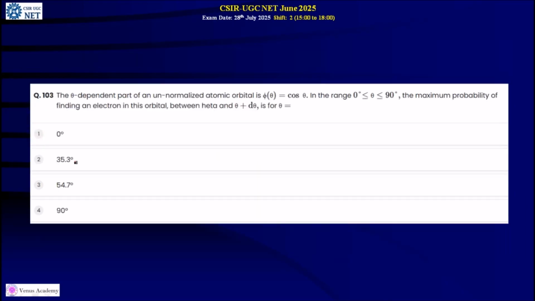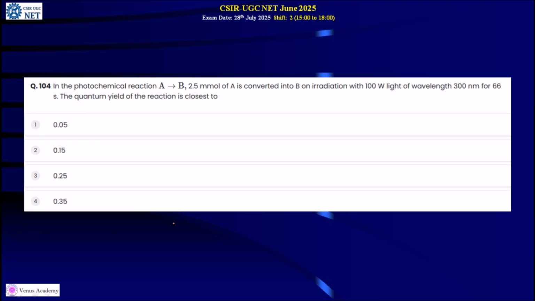Next, question number 103. The theta dependent part of an unnormalized atomic orbital. Question number 103, option 4 is the correct option, students. Next, question number 104. Option number 4, that means in the photochemical reaction A gives rise to B. 2.5 millimoles of A is converted into B on irradiation with 100 watts light of wavelength 300 nanometers for 66 seconds. The quantum yield of the reaction is closest to 0.35. Option number 4 is the correct option, students.